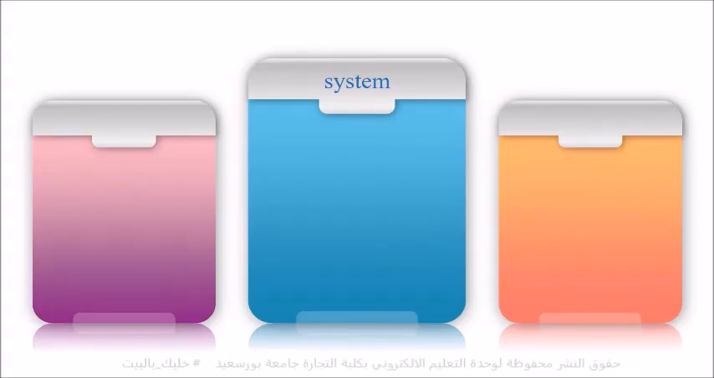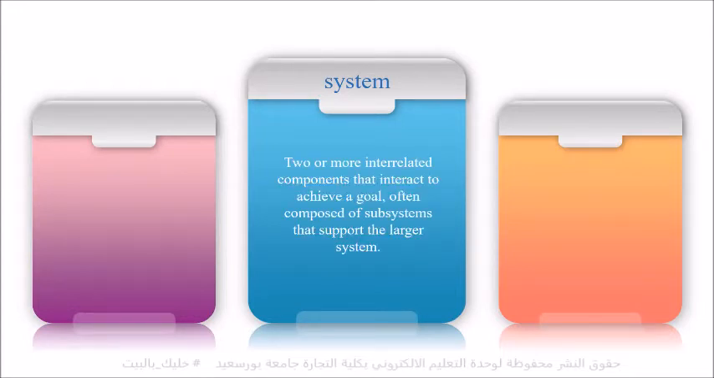Let's start with defining what a system is. A system is a set of two or more interrelated components that interact to achieve a goal, often composed of a subsystem that supports the larger system, performing a specific function important to and supportive of the larger system. For example, Faculty of Commerce is a system, and also it's a subsystem of the university.